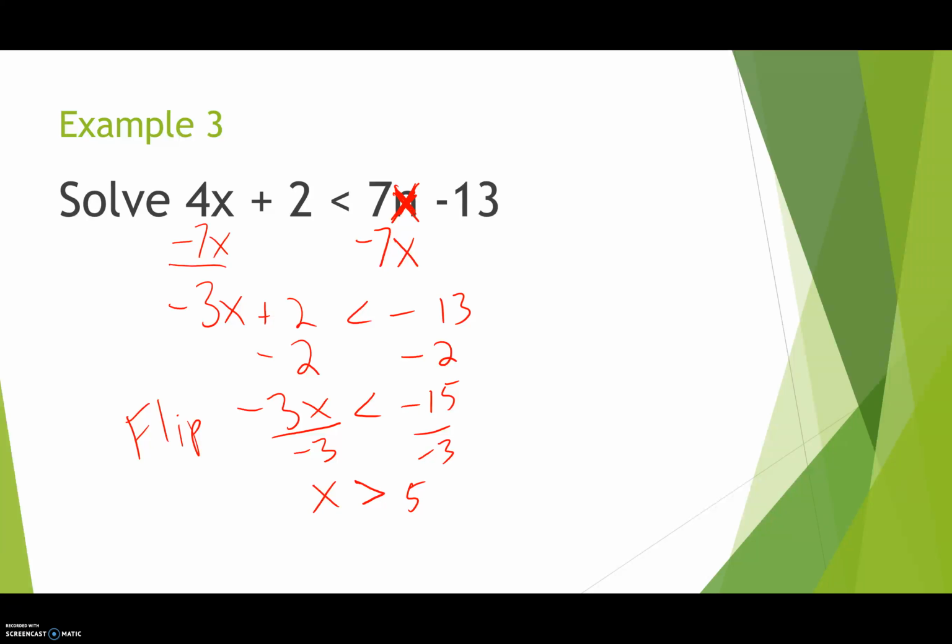So you put in 6, and real quick, 4 times 6 plus 2 is 26. 7 times 6 is 42 minus 13. That is 29, so that's a true statement. That shows me I'm probably in the right area there. So my solution is all real numbers greater than 5, and that's how I show that on a graph.